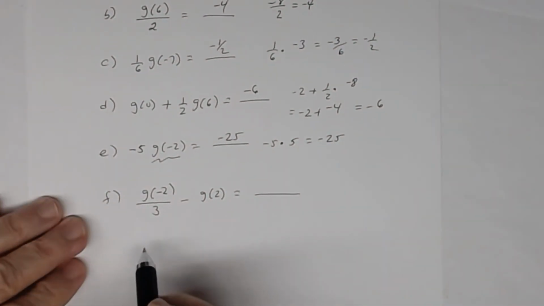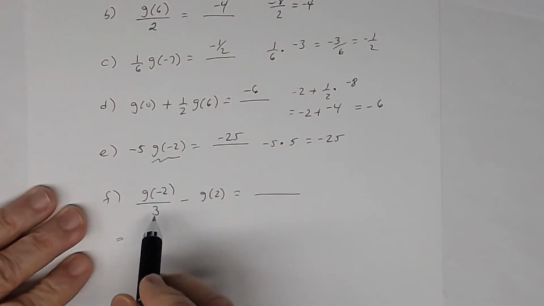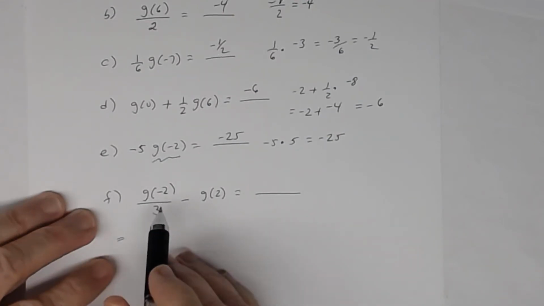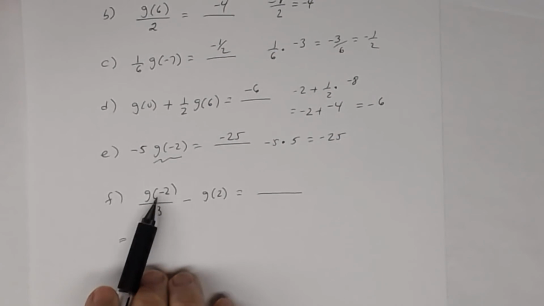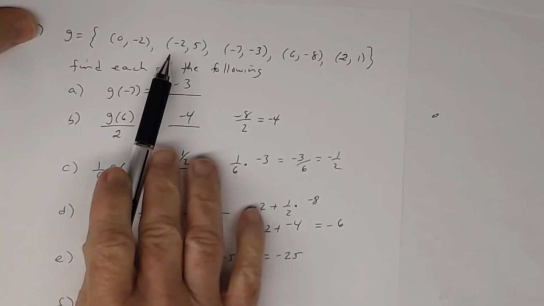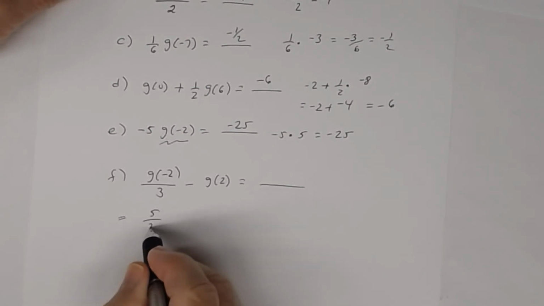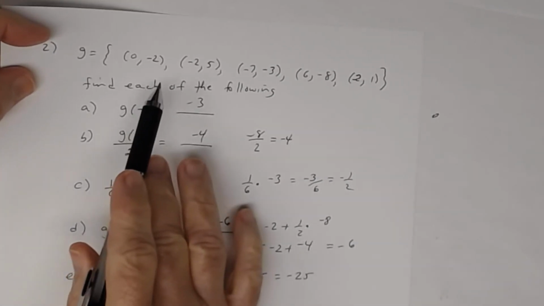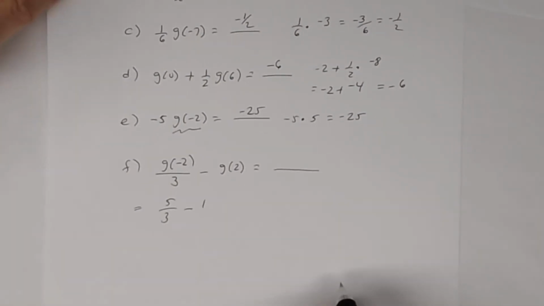All right, over here, and we could put that under here. So we got to find g of negative 2, whatever that is, we divide by 3, and then we subtract g of 2. So let's find g of negative 2. So what's the y value when x is negative 2? So when x is negative 2, that y value is 5, right? So this becomes 5 divided by 3 minus g of 2, and g of 2 is 1. All right, so 5/3 minus 1.